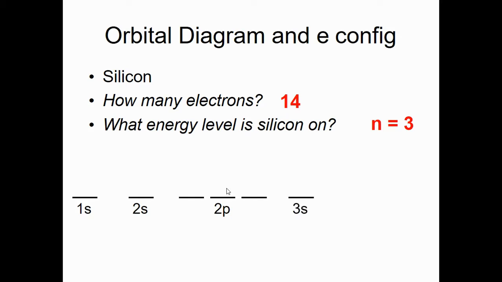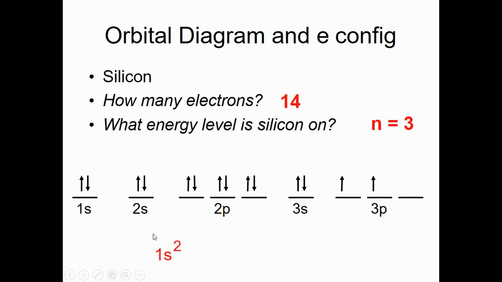So let's do an orbital diagram. First we're going to fill up the 1s. That's 2, 4, 5, 6, 7, 8, 9, 10, 11, 12, 13, 14. Don't pair up until you have to. When you look up your electron configuration using the periodic table or using your orbital diagram, you come up with 1s2, 2s2, 2p6, 3s2, and 3p2.